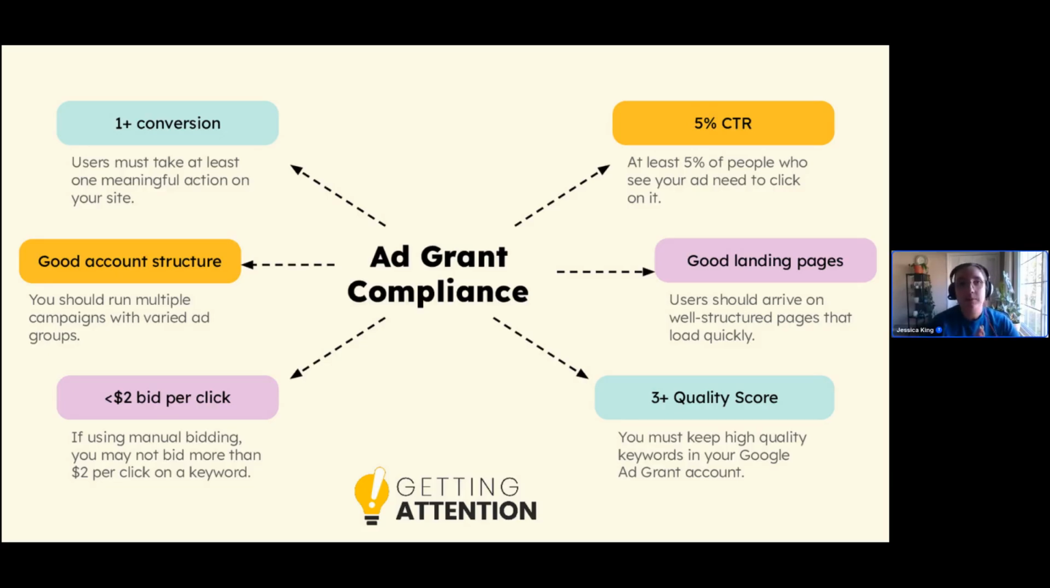A couple of other things to keep in mind. There is a $2 per click bid cap in ad grant accounts. It's not an outdated rule in the sense that it still exists, but it's a little bit of an outdated concern in the sense that it's very easy to work around. The way to work around it is to use a maximize conversions bid strategy.